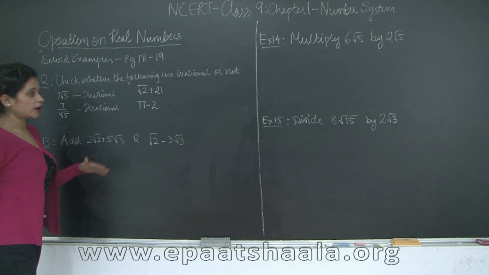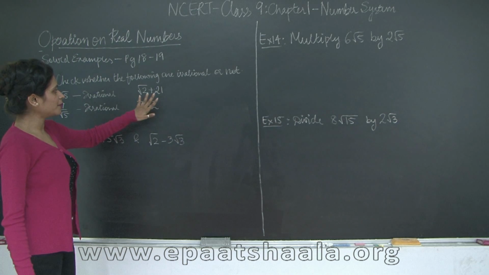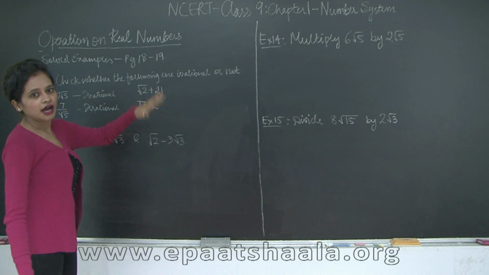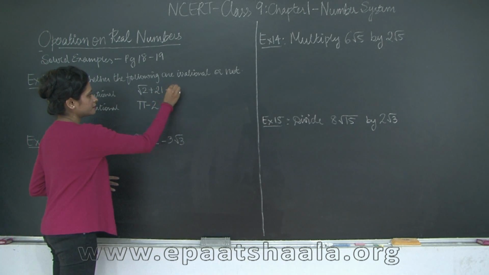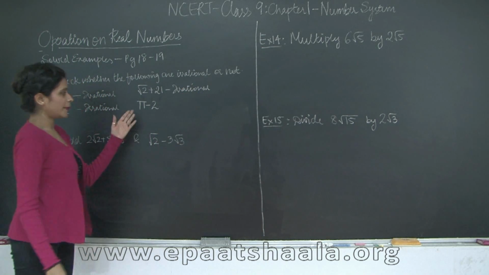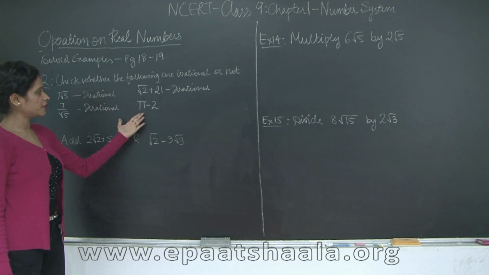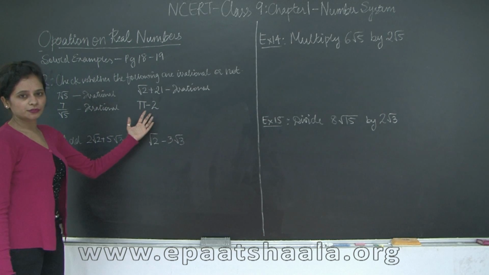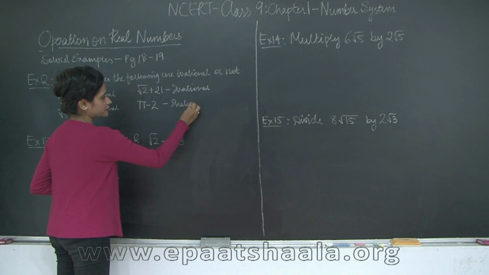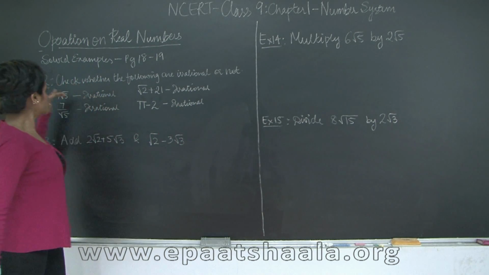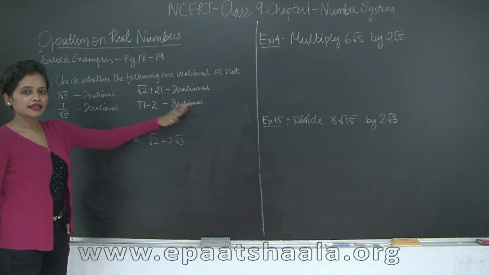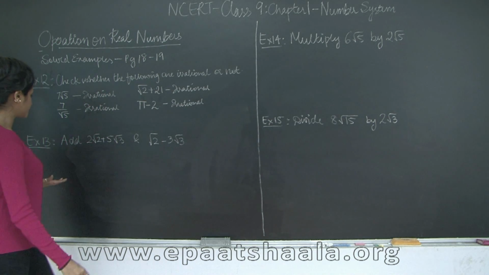Let us proceed with the third one. You have root 2, an irrational number, plus 21, which is a rational number. So, irrational number plus a rational number, output is irrational. Now, pi minus 2. So, pi is an irrational number and 2 is a rational number. You are trying to subtract one from the other. The output is going to be irrational. So, you have to check whether the following numbers are irrational or not, and hence we have found that all these 4 numbers are irrational.